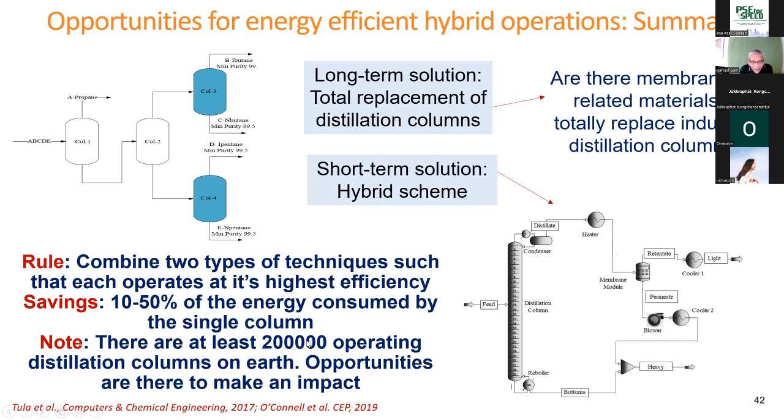There are about 200,000 distillation columns operating on Earth. If we can save between 10 to 50%, we will make a big impact. The question is, is the industry ready to do that? The technology is there as the short-term solution. It's the industry that needs to take advantage of this.